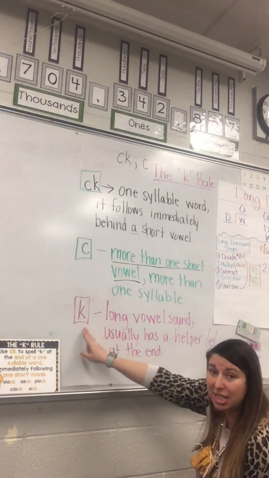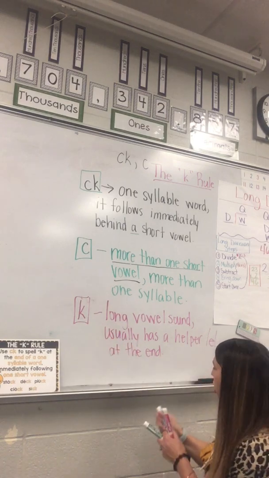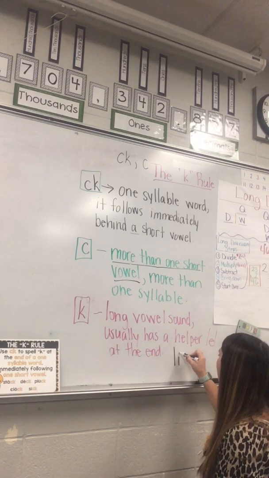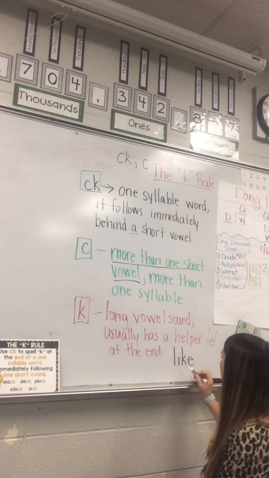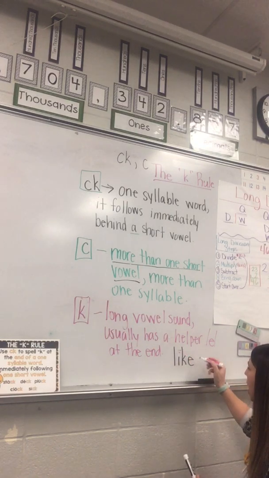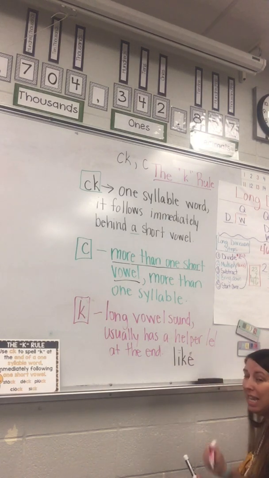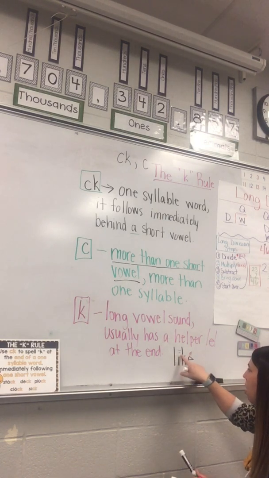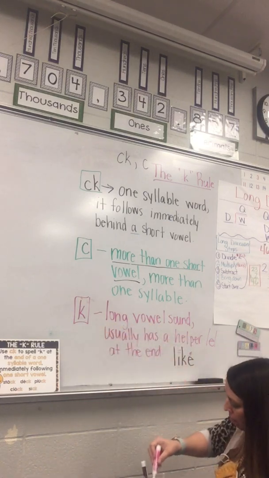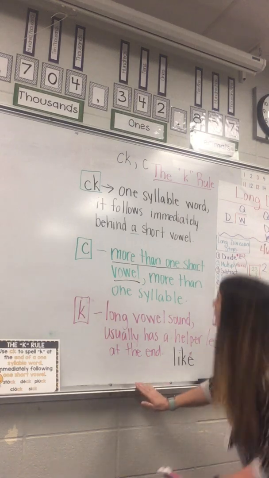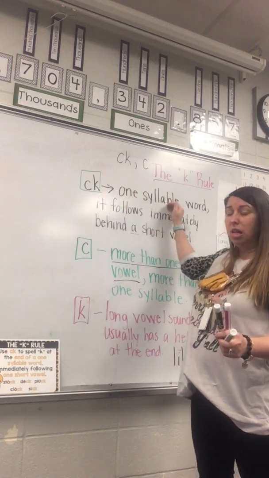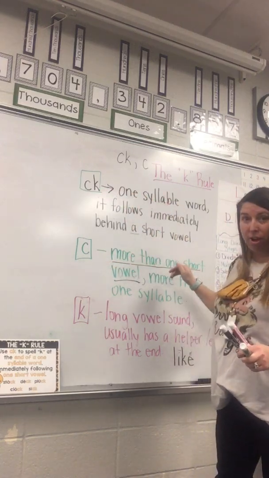When I use just a K when I'm spelling, it would be in words like, oh, I just found one, like ike. I would do the K here because the vowel is long and it has that helper E. It makes the I say its name, so it's a long vowel. So I'm going to use K when it's a long vowel sound. But the two that we're working with this week are only with short vowels. Remember, CK is with one short vowel and C is with more than one short vowel.